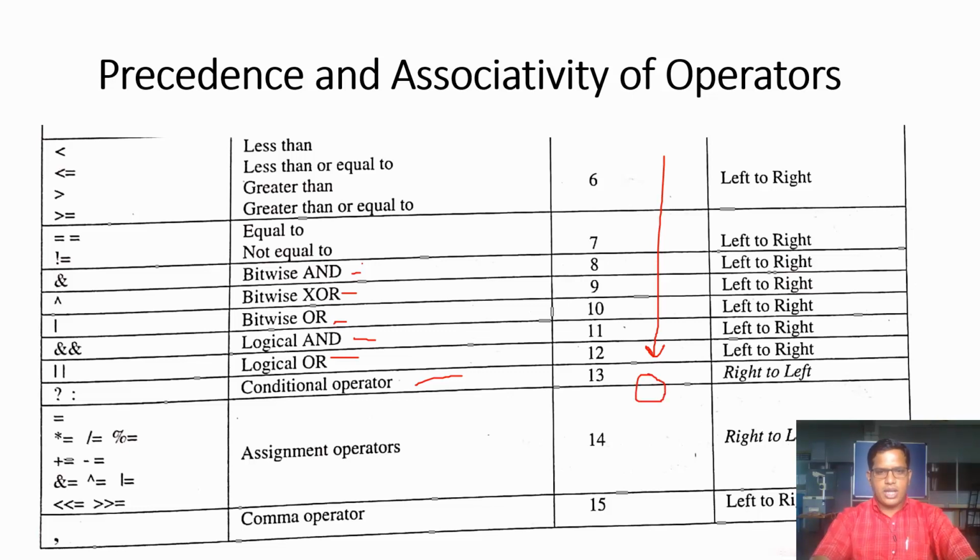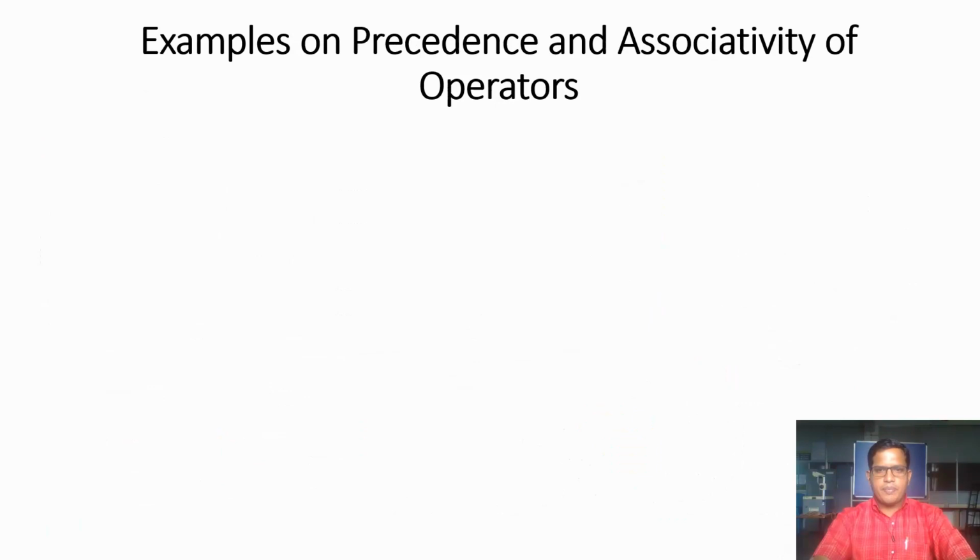Then we are having the different assignment operators, which are having right to left associativity, and its precedence level is 14, whereas the comma operator, which has left to right associativity, is having the lowest priority. So in this way, the hierarchies are defined for the different operators. So let us check some examples.